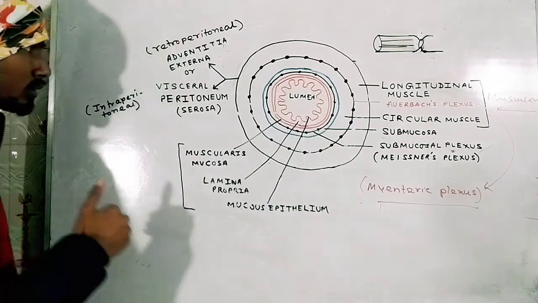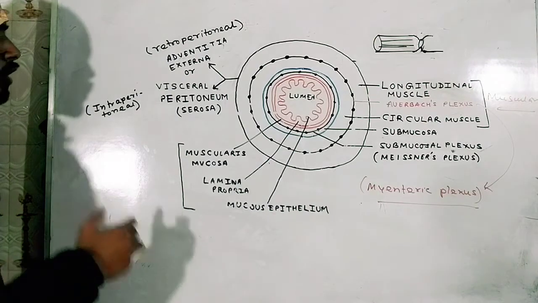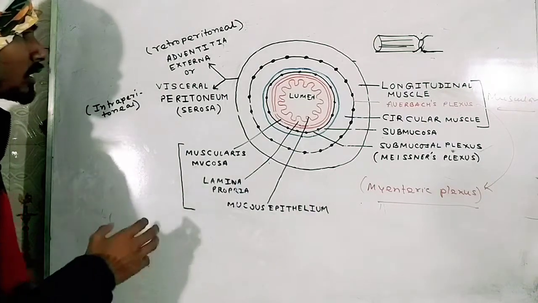Okay. So these are the various important layers of the human gut.